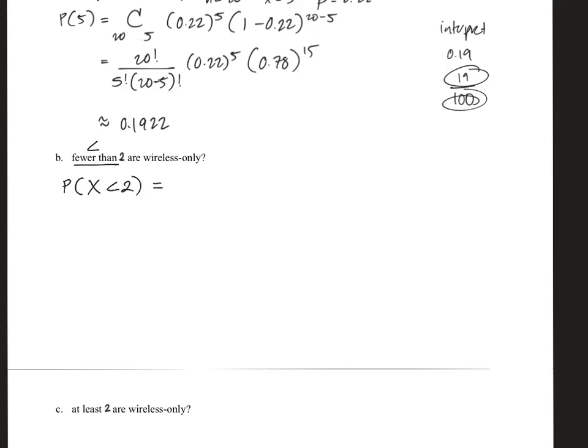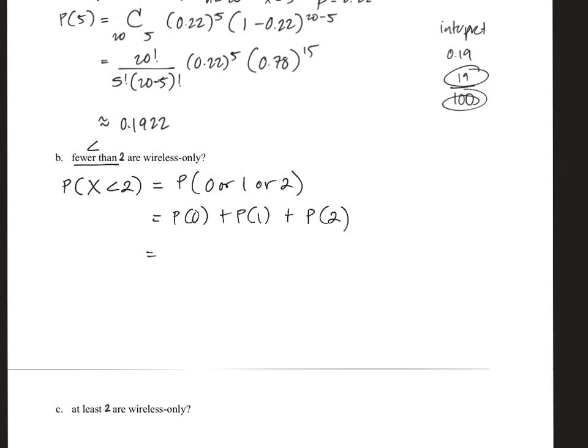Well, what does this mean? The only options we have are, it's going to be either 0 or 1 or 2. So we have the or, so once again, that's going to be the addition rule for disjoint events, which is going to be P of 0 plus the probability of 1 plus the probability of 2. And each of these we're going to end up writing out like the above for the formula.